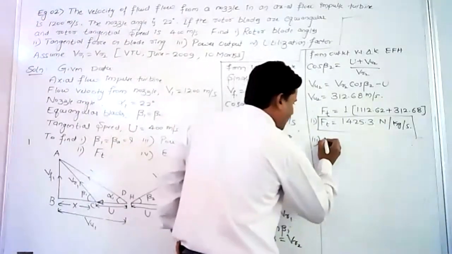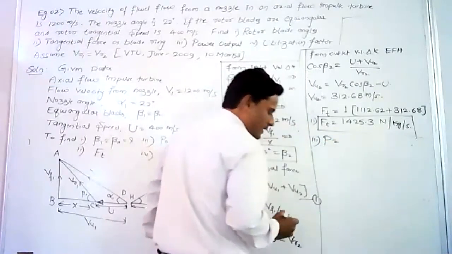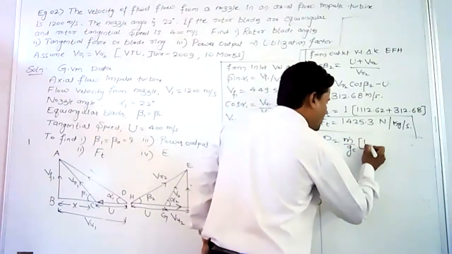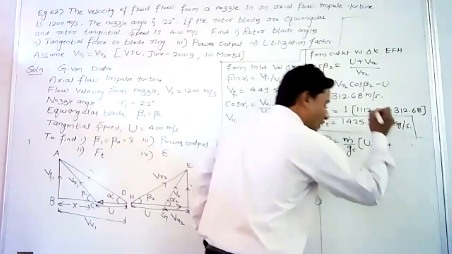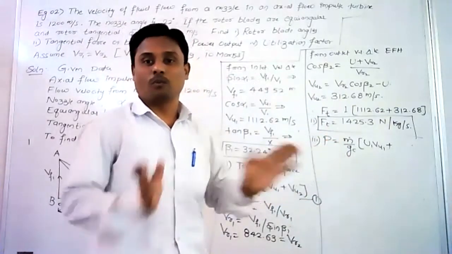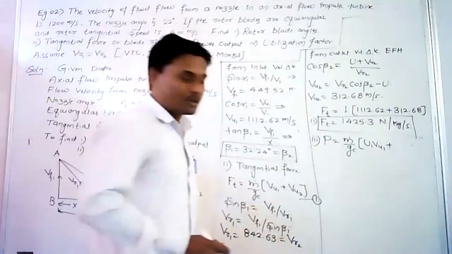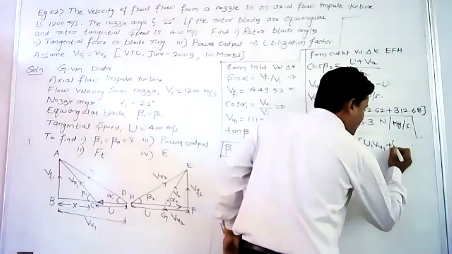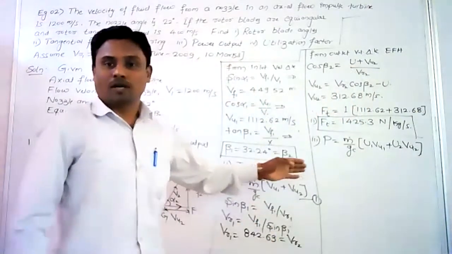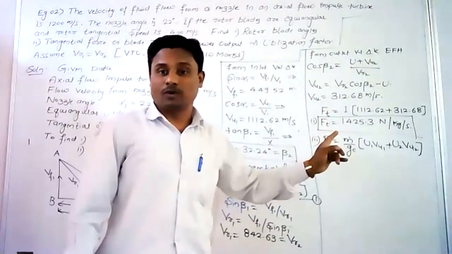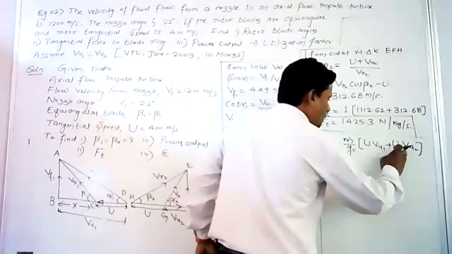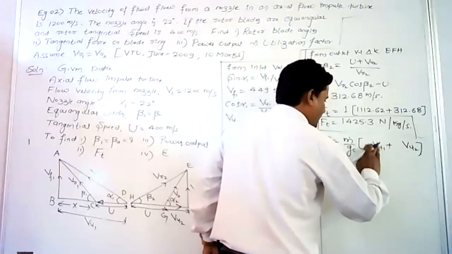So we know the formula for power output: P equals m dot by Gc into U1 VU1. Here also we have to take the positive sign, because the directions of VU1 and VU2 are opposite to each other, plus U2 VU2. Since U1 and U2 are the same, because we are dealing with an axial flow turbine, U1 equals U2. So U will be common here. Let's take it outside the bracket.